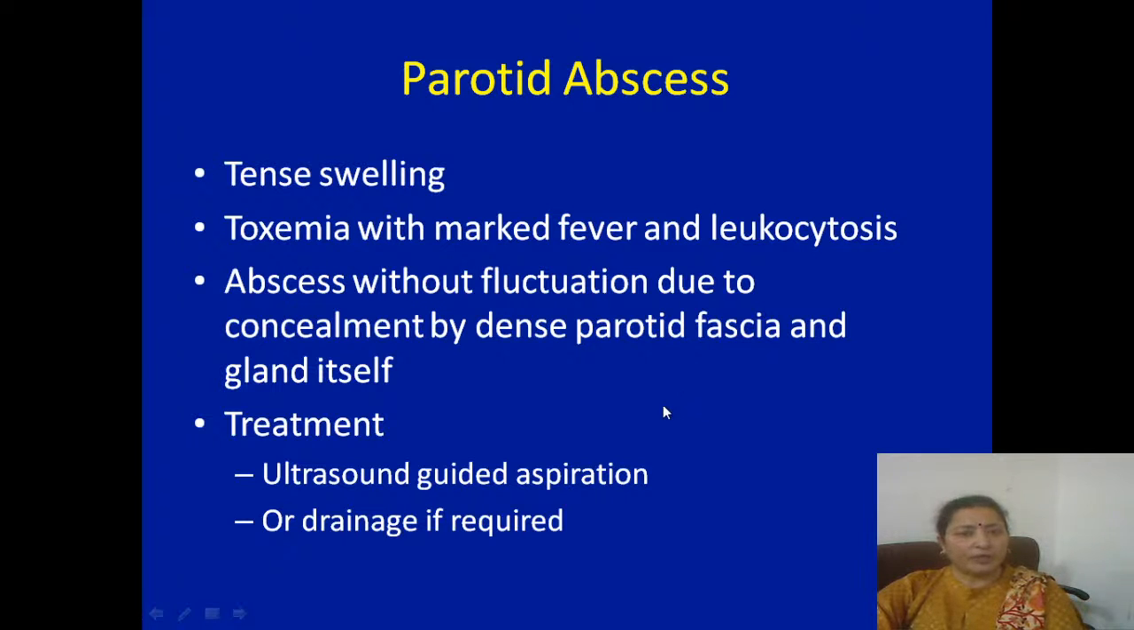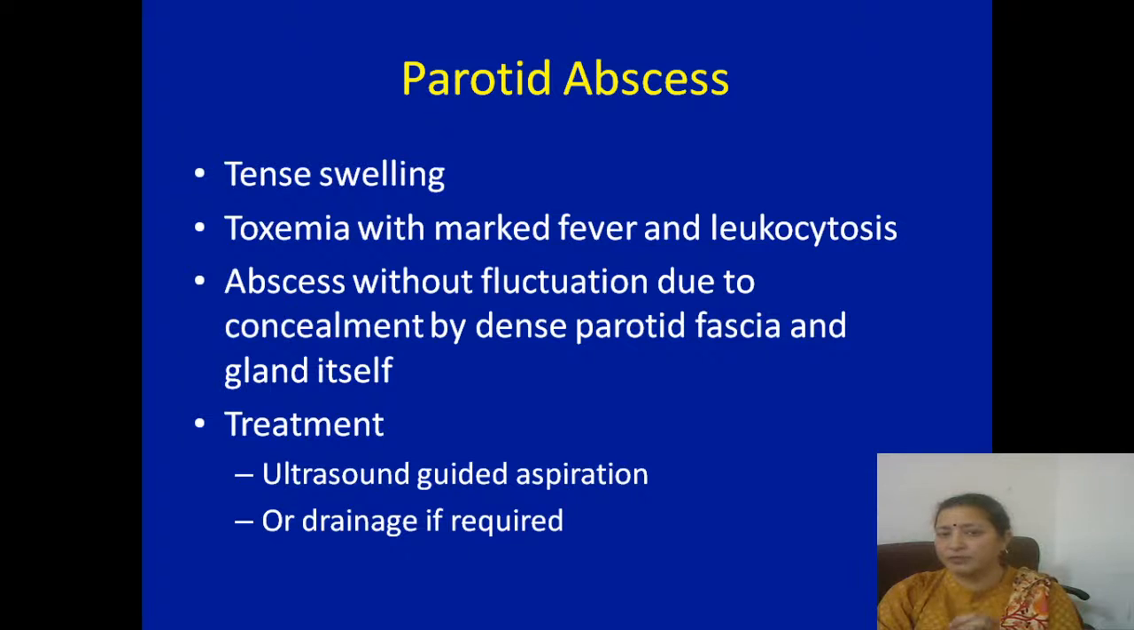Then coming to the parotid abscess, it's a tense swelling. It can have toxemia if it's ignored. Usually there is no fluctuation in these conditions because of the dense parotid fascia and the gland. Usually in abscesses you can elicit fluctuation if fluid and pus are there.